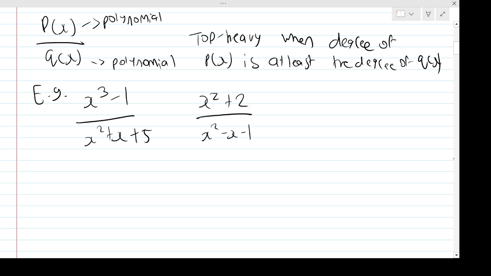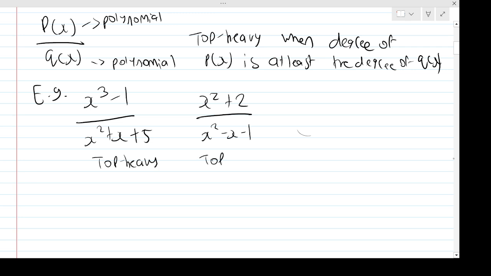Well, this is also top heavy because although the powers on the top and the bottom, 2 and 2, x squared and x squared, they're the same, that's still top heavy because it can be equal. Okay, if the degrees are still the same, it will still be top heavy. And then as another example, so I'll say this is top heavy.